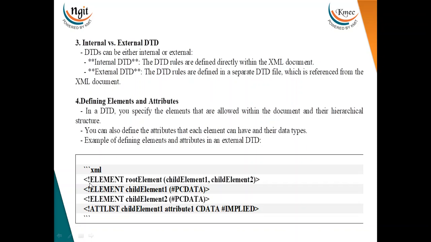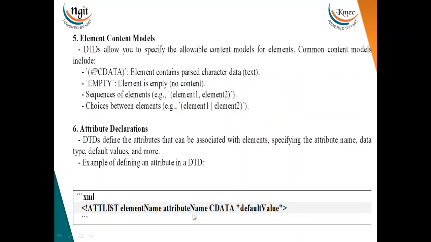If you see the element, it starts with a less than symbol with an exclamation mark, ELEMENT, the root element, and how many child elements it will have. ELEMENT, child element, and what kind of parsed data it consists of. ELEMENT, child element 2, and what kind of data it will consist of. ATTLIST of child element 1, where you need to specify the attribute data. See here, element content models, mentioned as PCDATA, which means parsed character data.